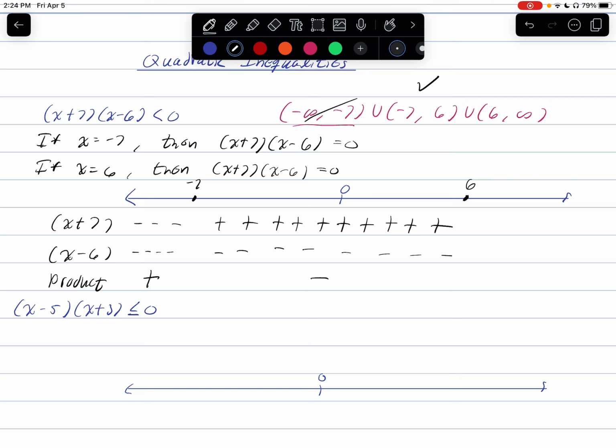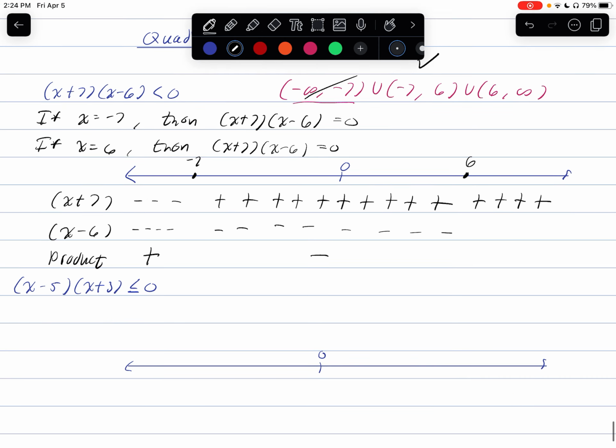Now let's check from 6 to infinity. If we plug in a number greater than 6 for x + 7, we're going to continue to get positive numbers, obviously. And if we plug in a number greater than 6 for x - 6, we're also going to get positive numbers. So that means that along this interval, we're going to have positive numbers as well.